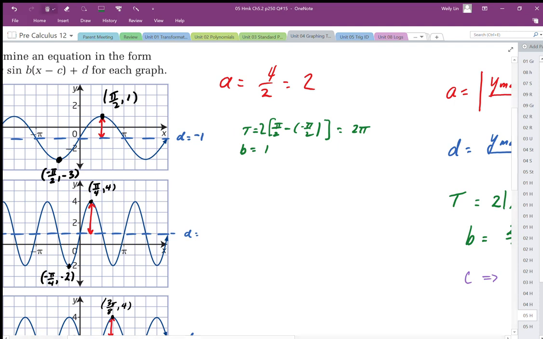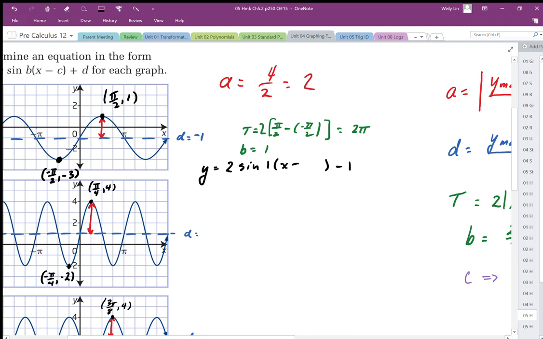So far we have our equation that looks like this: y equals 2 sine 1 times (x minus c). Okay, and I'm just going to leave that blank actually. Plus, in this case, actually it's going to be minus, since our vertical shift is down 1, it's going to be minus 1.